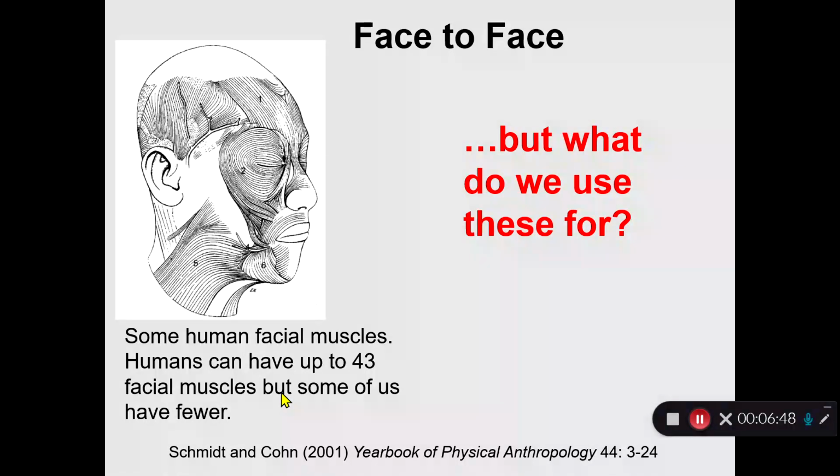The simplest animals have very few facial muscles, like fish and frogs. I mean, fish, I don't think, have any facial muscles. They just have the same expression all the time, no matter what they're doing. But humans have lots and lots and lots of facial muscles. And what do we use those for?